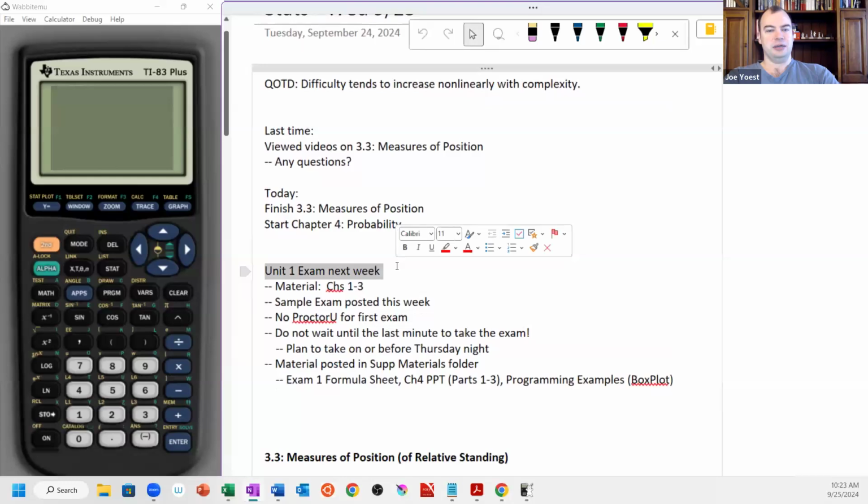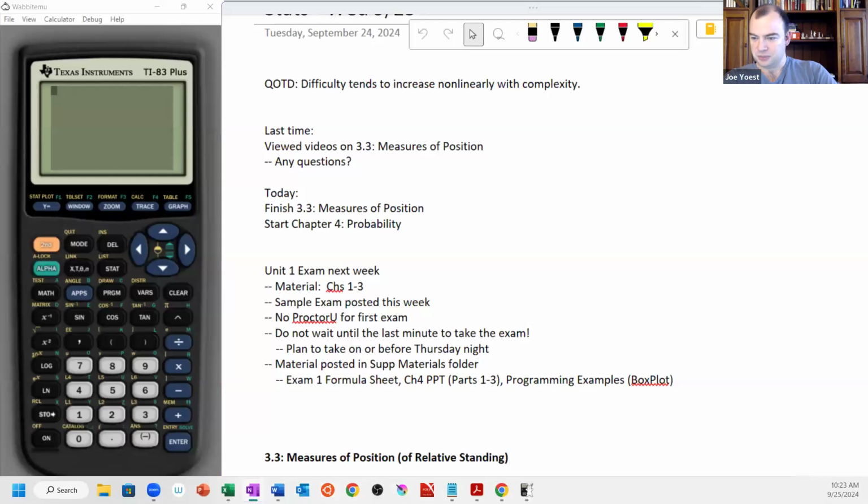So the main thing is the Unit 1 exam on chapters 1 through 3 is next week, or this coming week, however you want to say it. This coming Monday through the following Sunday, it will be available. So it'll be available on Monday. Let's see, what date is that? I want my little calendar to pop up here.